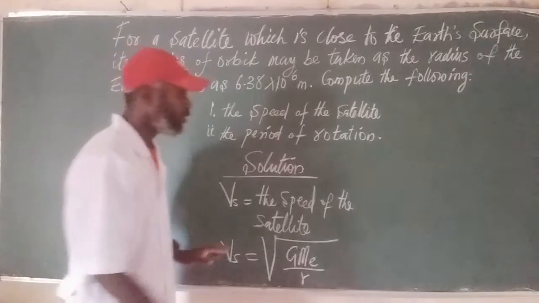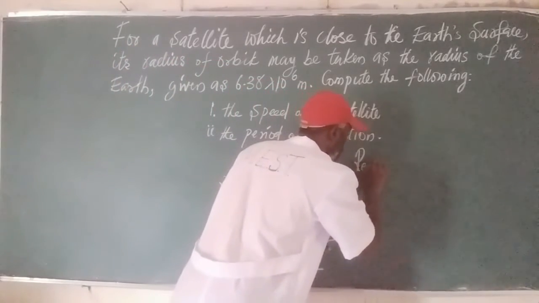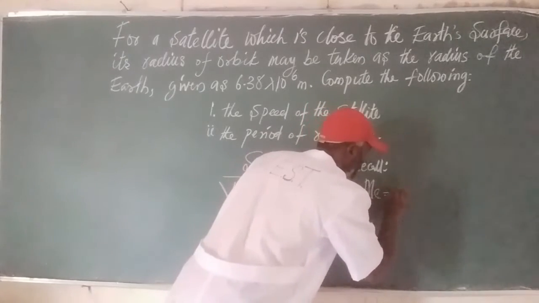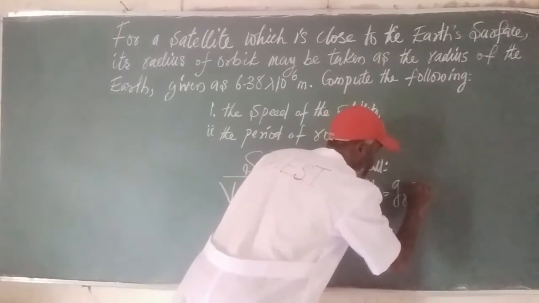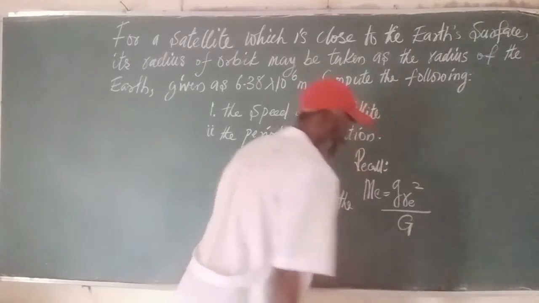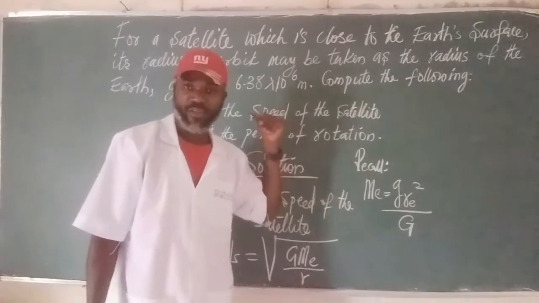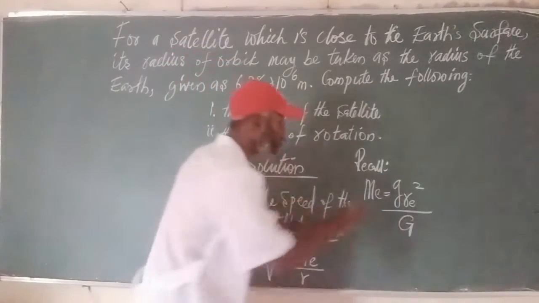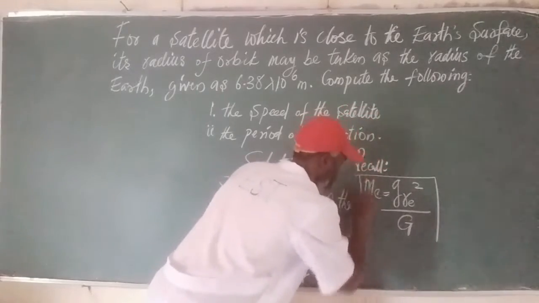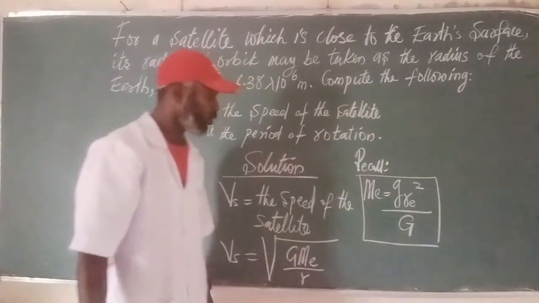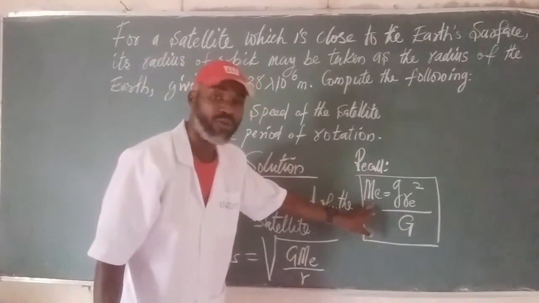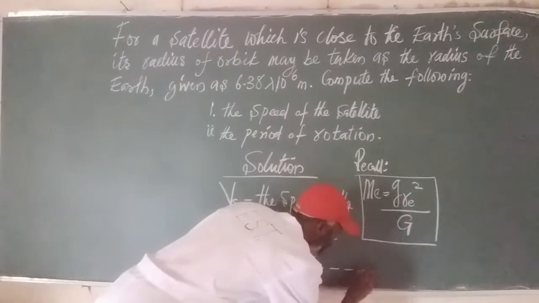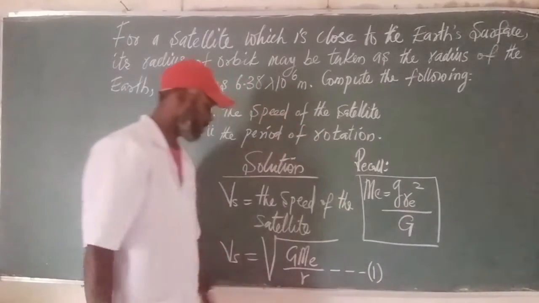What do we do? We recall that Me is given as g RE squared all over G. If you watch my previous video, you will see where I evaluated this. So what we need to do next is to substitute. We now substitute for Me in this equation. We can call this equation number 1.